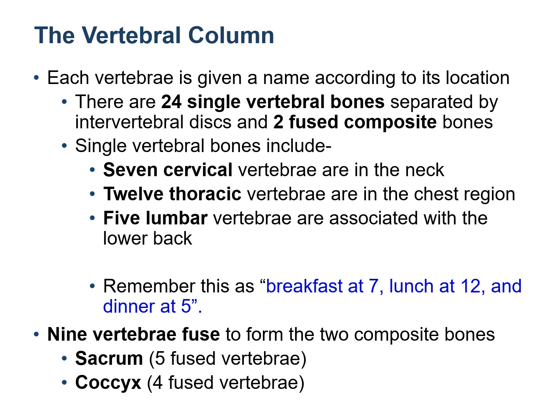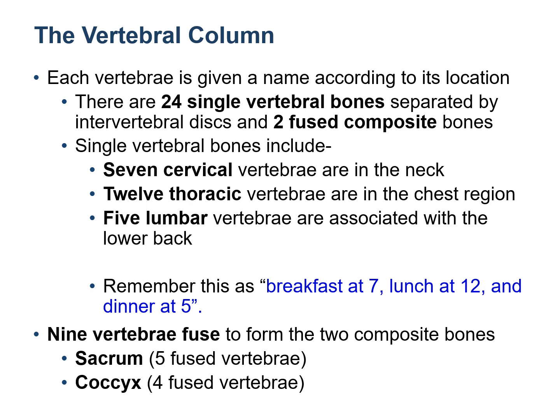The vertebral column present on the dorsal side of the body is made up of individual units known as vertebrae. There are 24 single vertebrae which are separated by intervertebral discs, and also two fused bones, we call them composite bones. The single vertebrae include 7 vertebrae which are present in the cervical region, so they are known as cervical vertebrae, 12 thoracic vertebrae present in the chest region, and 5 lumbar vertebrae in the lower back. You may remember this as breakfast at 7, lunch at 12, and dinner at 5.